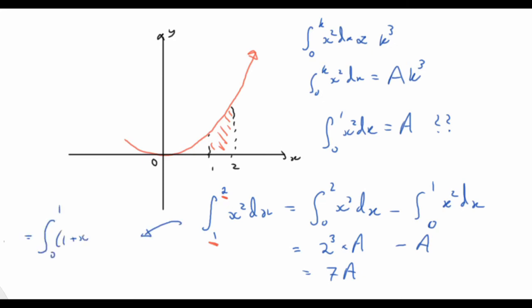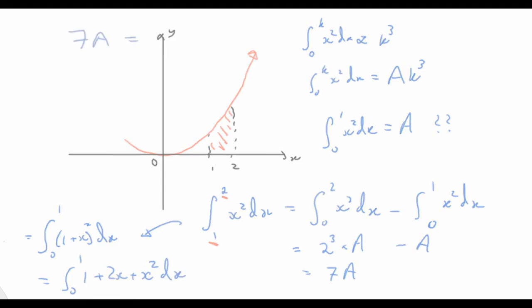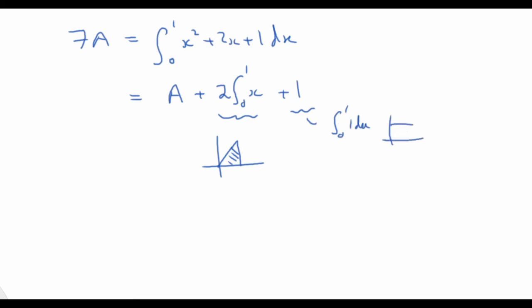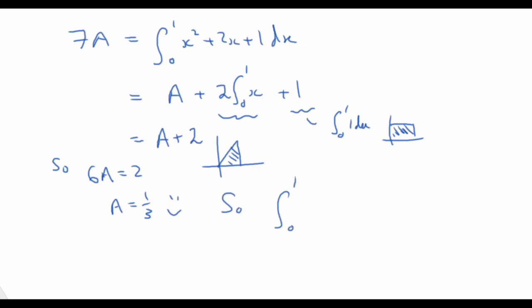But notice that I can also translate my graph, so this becomes the integral from 0 to 1 of (x plus 1) squared. And now I can multiply that out using the binomial theorem, so that becomes nothing but A for that first term. And now everything else I can integrate. This is the area of a triangle and the area of a rectangle. So this is 1 plus 1. So all I'm left with altogether is 6A equals 2. So A is equal to 1/3. And that's exactly what I wanted. So the integral from 0 to k of x squared is 1/3 k cubed.